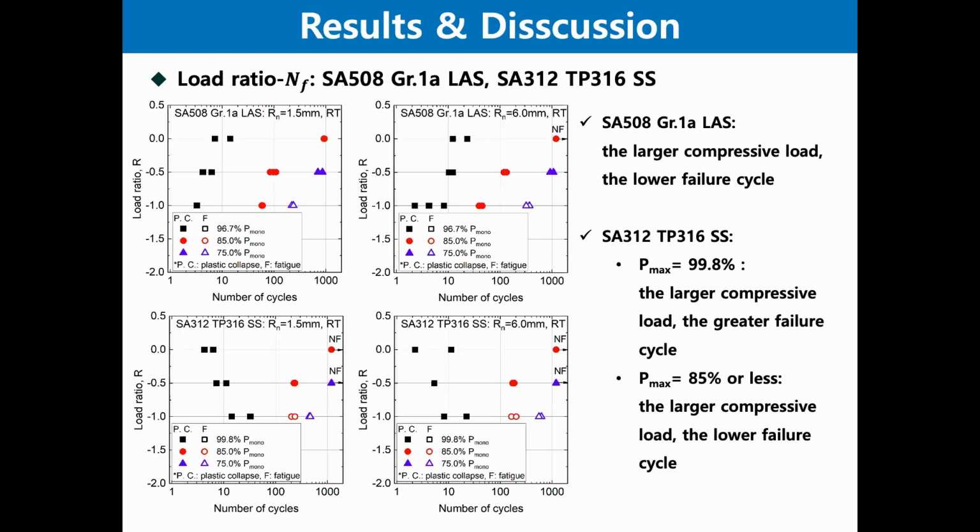However, when the maximum load of stainless steel is very large, the increase in failure cycles due to the increase in compressive load is judged to be related to the large cyclic hardening effects of stainless steel. In other words, in the case of stainless steel, the load-bearing capacity of the specimen is improved due to cyclic hardening caused by the increase in compressive load.